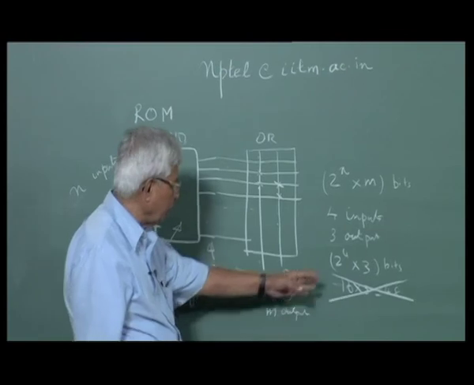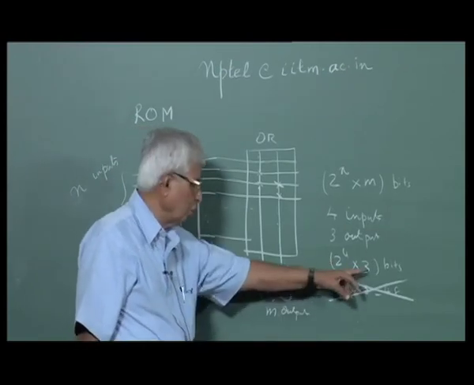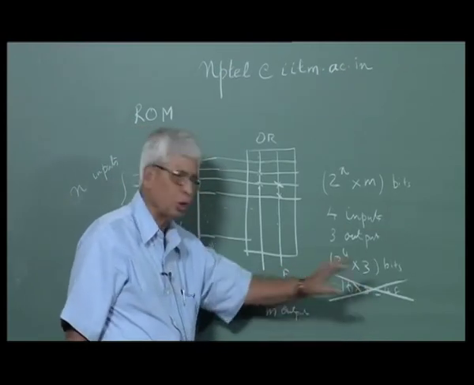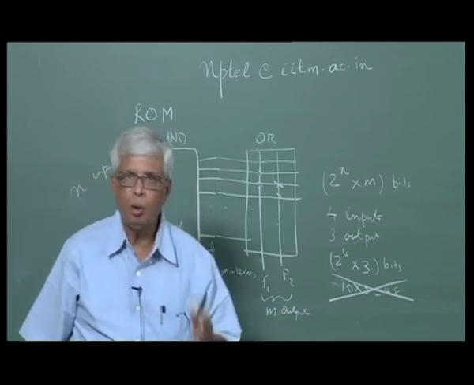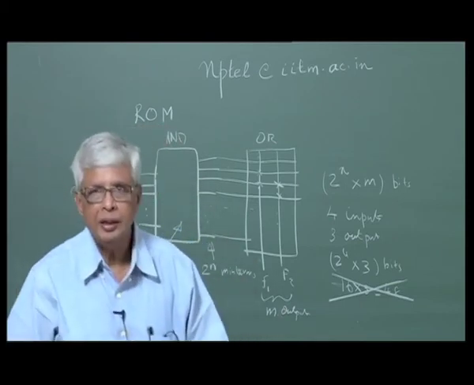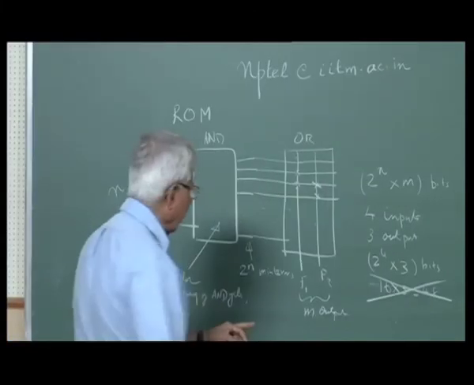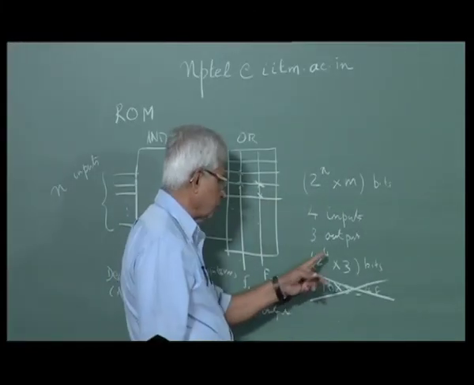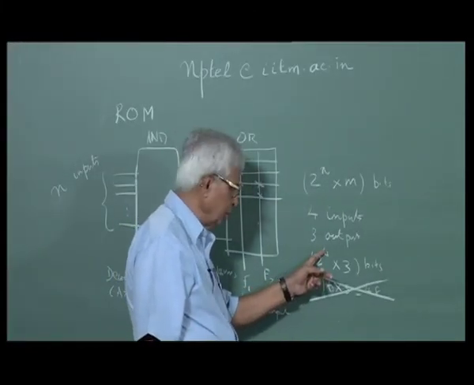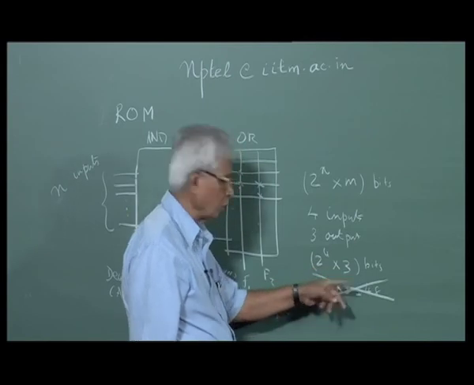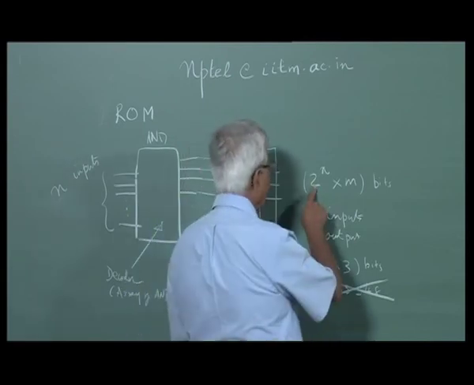Because we don't know how many inputs are there, how many outputs are there. If you simply give the total number, you don't know how many inputs and how many outputs there are. So the size of the ROM is always given as 2 raised to the number of inputs times the number of outputs. So generally it is 2 power n times m.